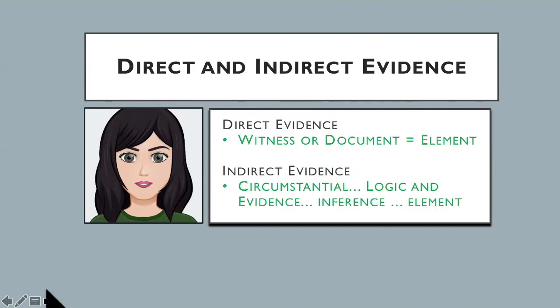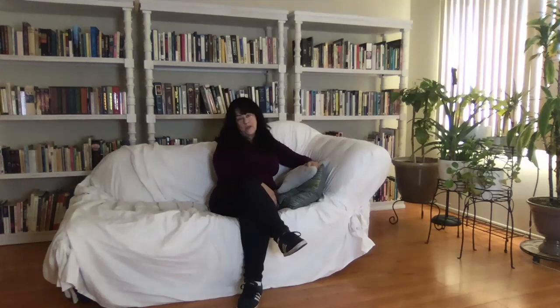Direct evidence is when the witness or document directly proves the element. If there is a videotape of someone shooting another person, then that proves the act that caused the harm in the murder case. What is the difference between direct evidence and indirect evidence? Direct evidence is when the evidence, for example, a witness or a document, directly proves the element that the plaintiff has to prove in their case. So the element and the evidence equal each other.